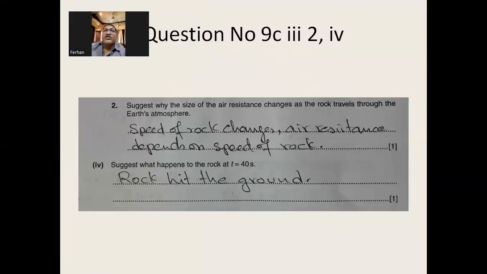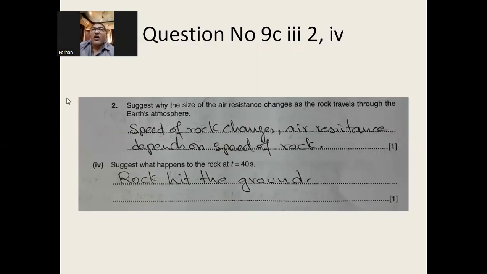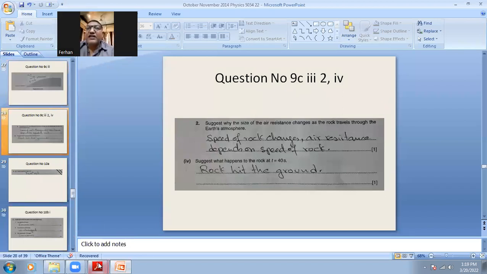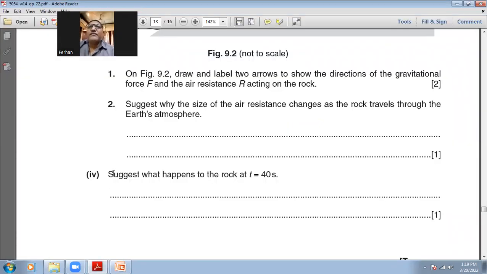And here we go. The speed of the rock changes. Air resistance depends on the speed of the rock. Because the speed of the rock is changing, that's why the air resistance experienced by the rock will be changing. So let me go to the next question.